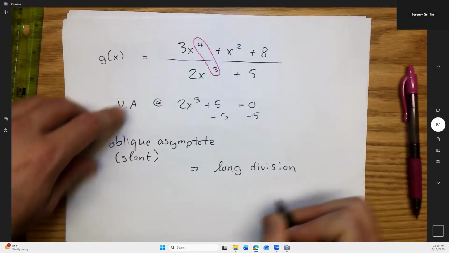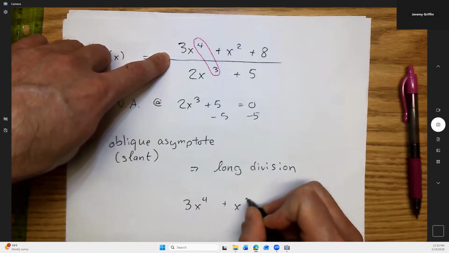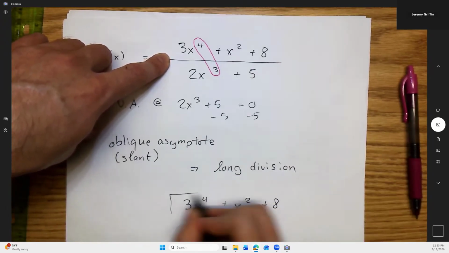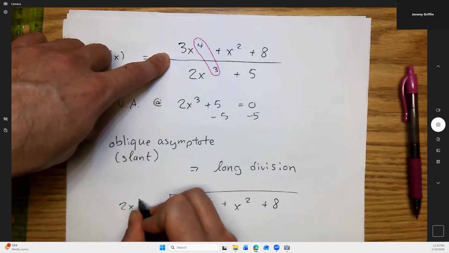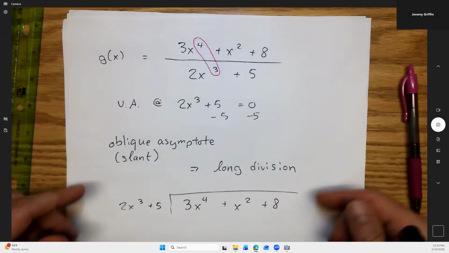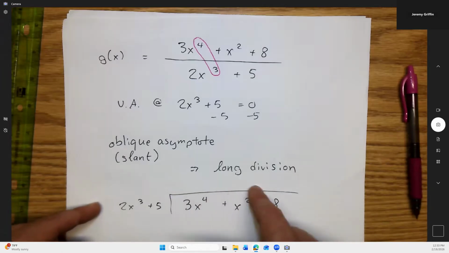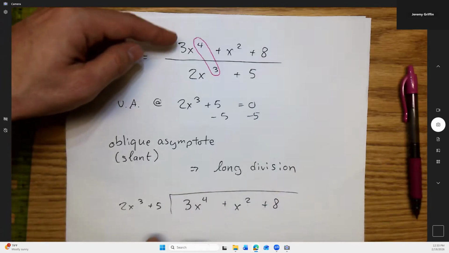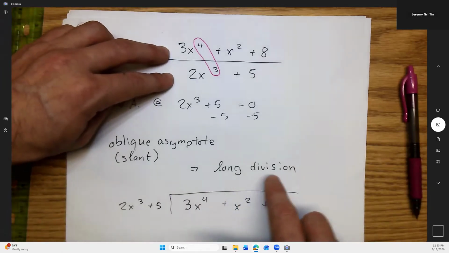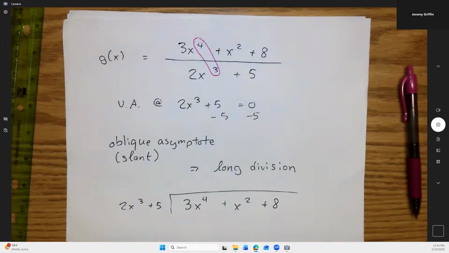Long division. I'll show you guys how to set it up. 3x to the 4 plus x squared plus 8, and then outside I do 2x cubed plus 5. And I start doing that long division process. Now I did a few of these with you guys already yesterday, so I'm just reminding you of the big picture process. You'll get some form y equals mx plus b. In fact, I bet the slope is going to be 3 over 2, but there will also be a plus b term. So see your notes from yesterday if you want to see some examples of that.